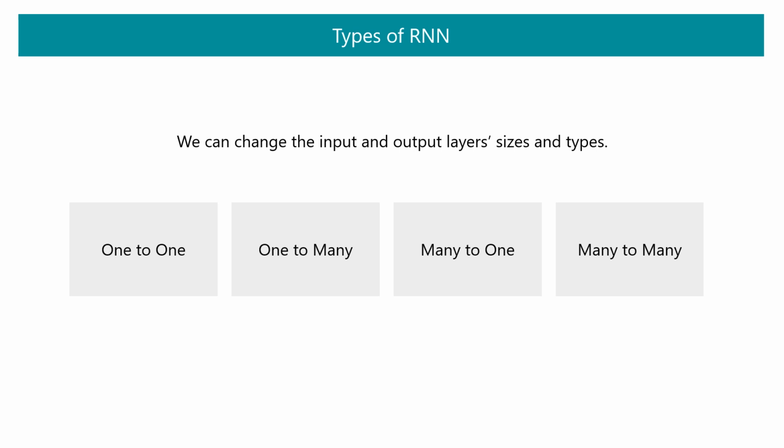As we saw in the previous videos, a recurrent neural network has an input sequence fed into the input layer, and an output sequence comes out from the output layer. But we can use different types of recurrent neural networks depending on our task types. Specifically, we can change the sizes and types of input layers and output layers. In the following, we will see 4 types of recurrent neural networks: one-to-one, one-to-many, many-to-one, and many-to-many.